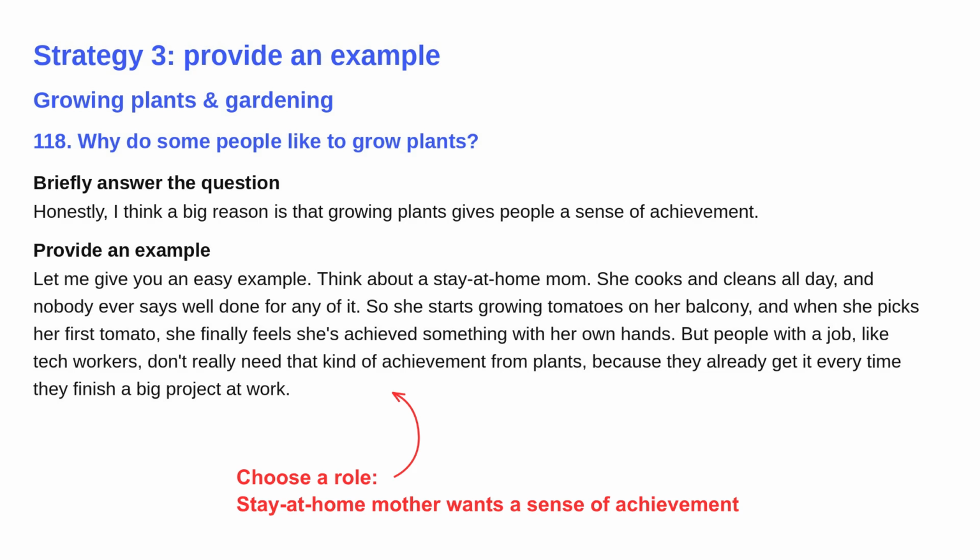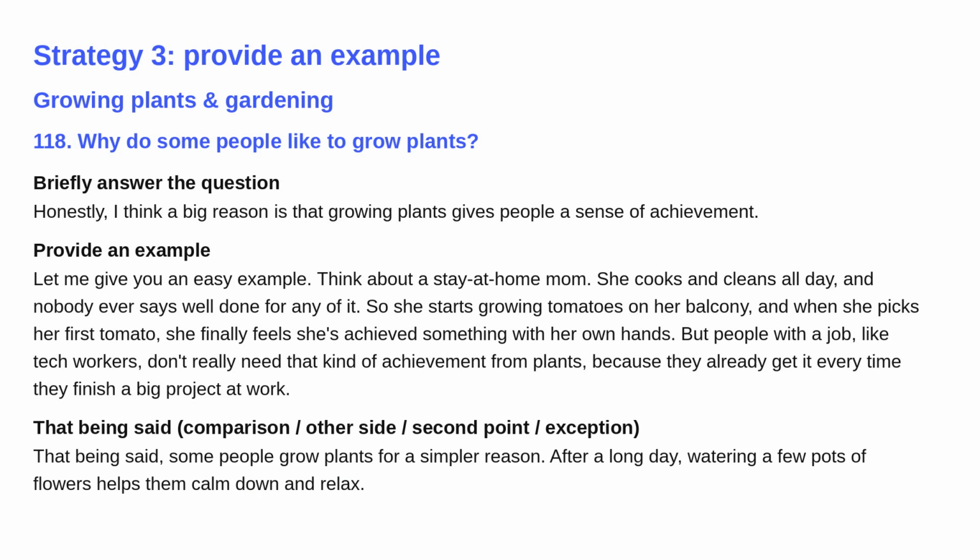So she starts growing tomatoes on her balcony, and when she picks her first tomato, she finally feels she's achieved something with her own hands. But people with a job, like tech workers, don't really need that kind of achievement from plants because they already get it every time they finish a big project at work.